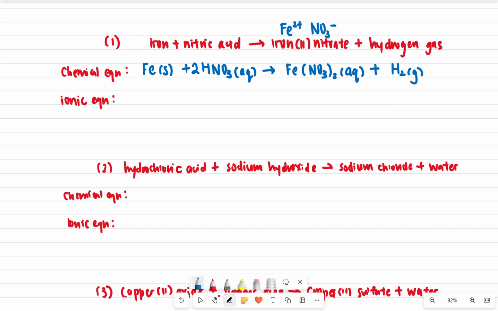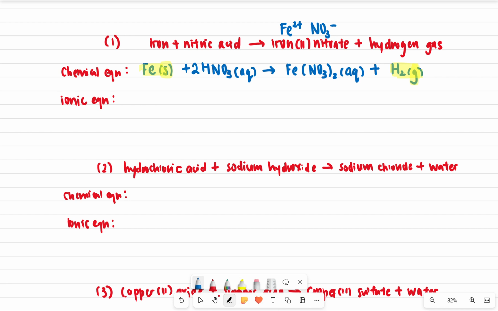Now let's talk about writing the ionic equation from this step. For ionic equations, there are a few things to take note of. Firstly, things that are in the solid, gaseous, and liquid states do not dissociate into ions. So they are going to stay exactly the same as they are. We can only change those in the aqueous state to write them in terms of their ions, so that we can then identify what the spectator ions are.